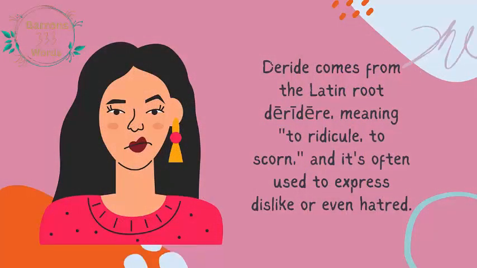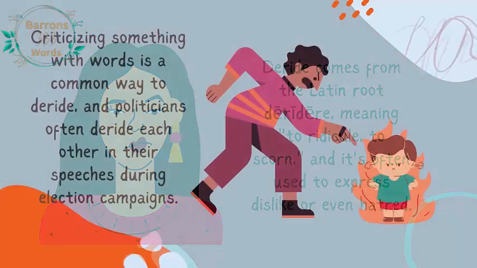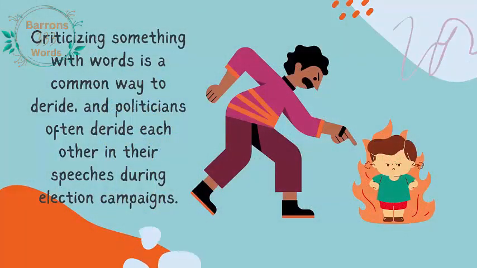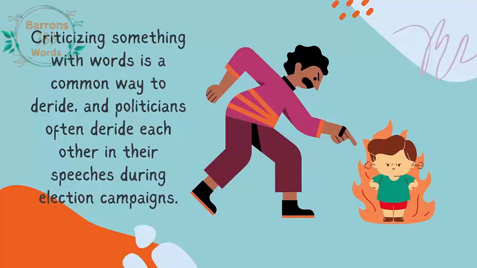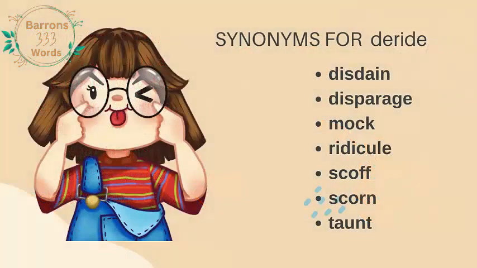Deride comes from the Latin root deridere, meaning to ridicule, to scorn, and it's often used to express dislike or even hatred. Criticizing something with words is a common way to deride, and politicians often deride each other in their speeches during election campaigns. Synonym: disdain, disparage, mock, ridicule, scoff, scorn, taunt.